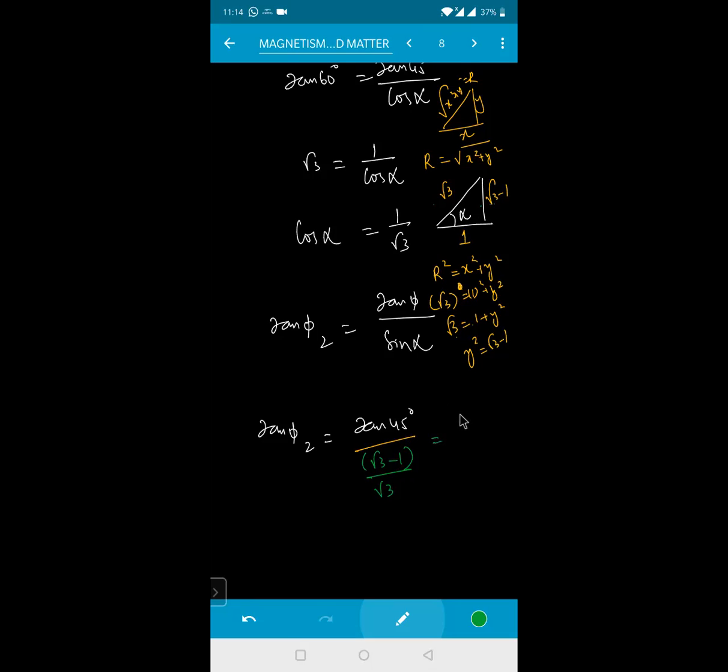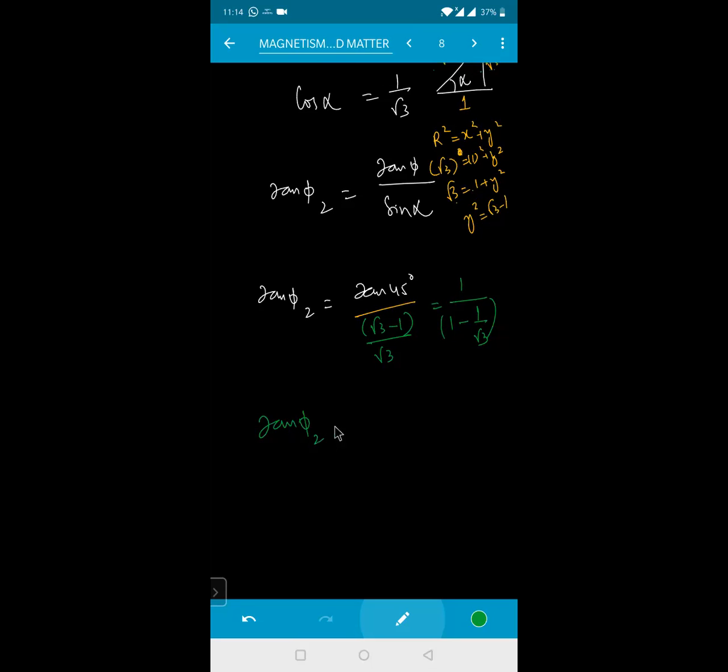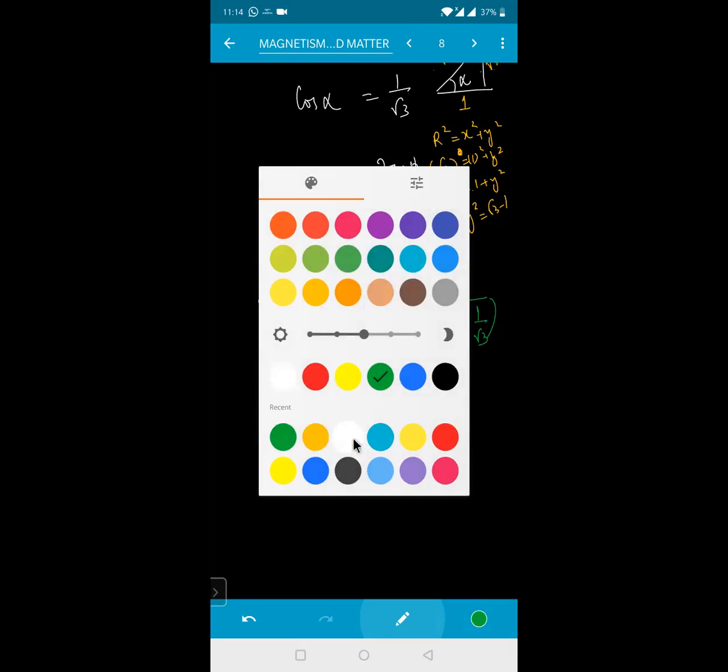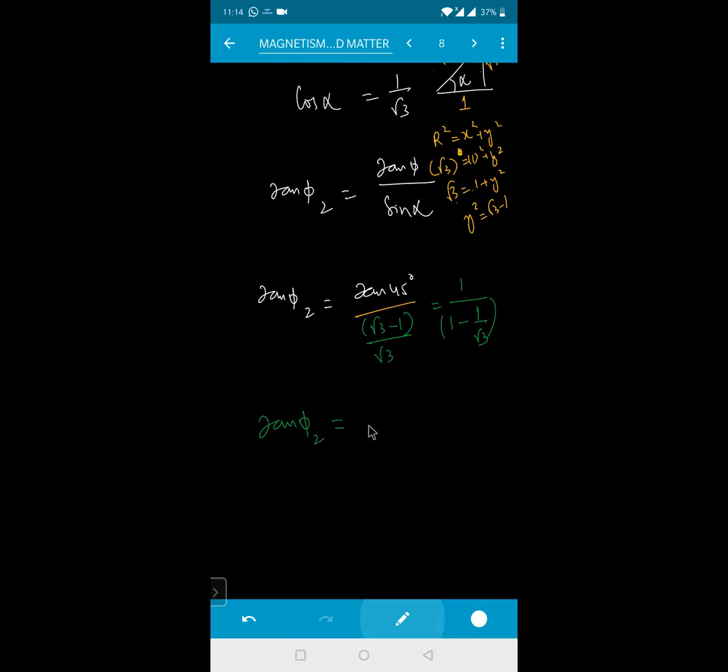Tan 45 is how much? 1, sir. So this will be root 3, means this will be 1 by root 3. So 1 minus 1 by root 3 is how much? Take the LCM: root 3 minus 1 by root 3. So we can send the root 3 up, so root 3 by root 3 minus 1. That will be equal to how much? Root 2.